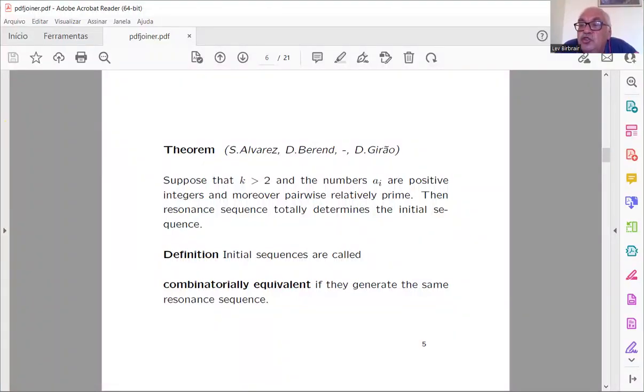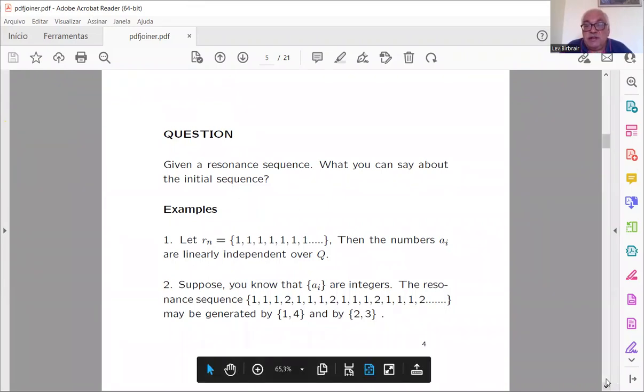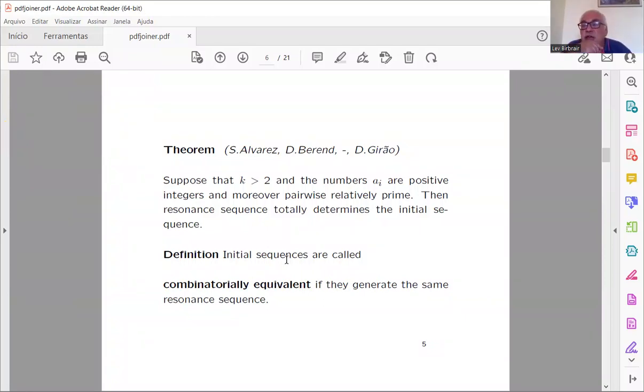So again, you have more than two. And this is actually important, because if you have two elements as in the previous slide, then you have this kind of resonance sequence, 1, 1, 1, 2, 1, 1, 1, 2, whatever, and it's generated by 1, 4 and 2, 3. And it really happens. But if you have at least three relatively prime positive integers, and you have the resonance sequence generated by them, you have the solution of that inverse problem. The resonance sequence just determines the initial sequence. Okay? So you can keep that.